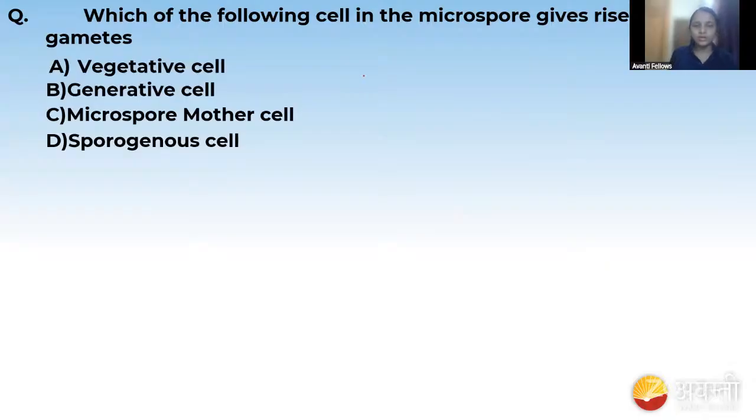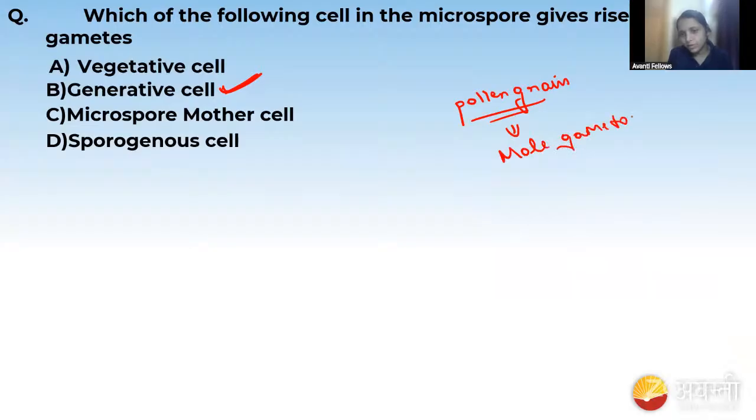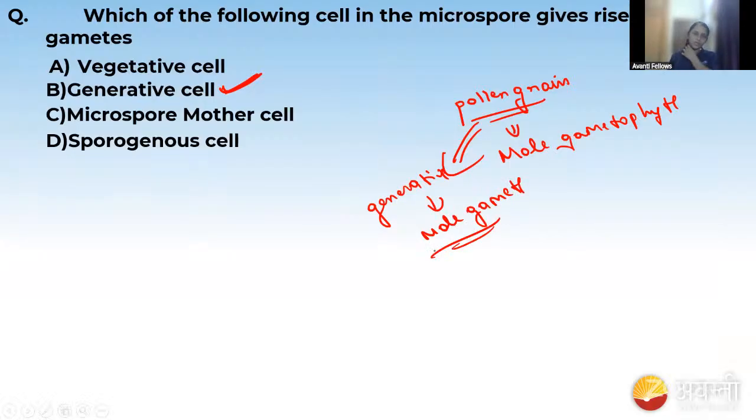Very good, so many of you gave the correct answer, guys. The correct answer is generative cell. So remember, we call the pollen grain a male gametophyte. In the pollen grain, we have a generative cell. This generative cell is going to form the male gametes. Remember. Okay, fine.